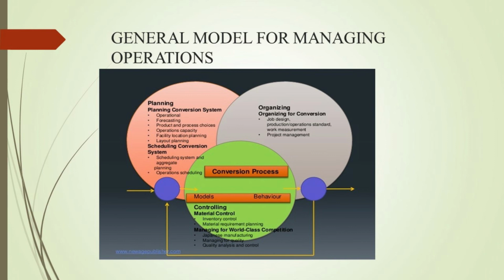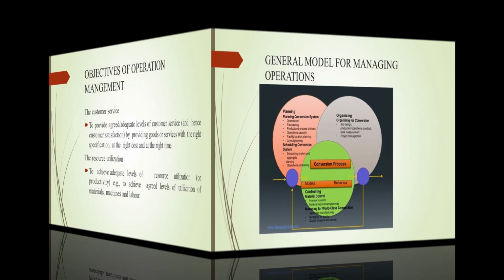This diagram highlights the planning system, organizing system, and the controlling process of the organization along with the models to handle the overall production system in the organization.